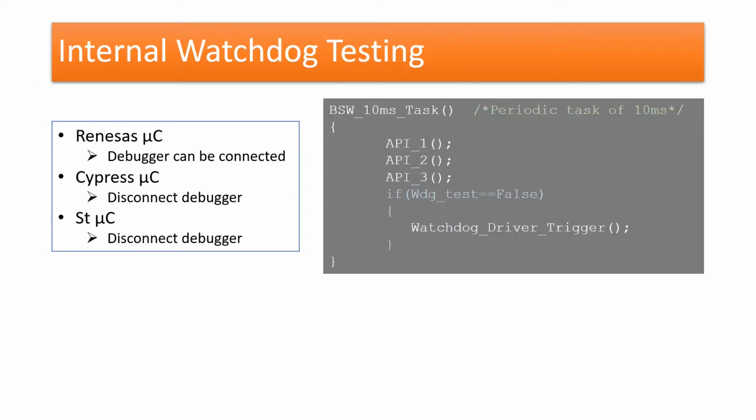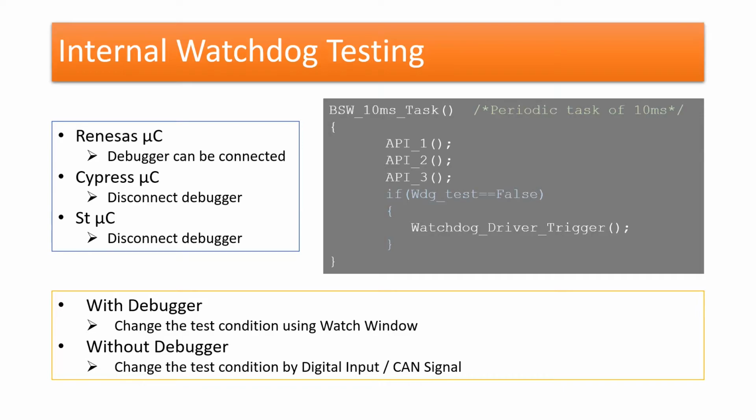Here, we have added an if condition to enable or disable the trigger of the Watchdog. When we have the debugger connected, we can update the test conditions by using the watch window of the debugger. After disabling the trigger, we should expect a reset. When we are working without the debugger, we can update the condition using a digital input or a CAN signal. By changing the input voltage at the digital input or by updating the CAN signal, we can toggle the test conditions.